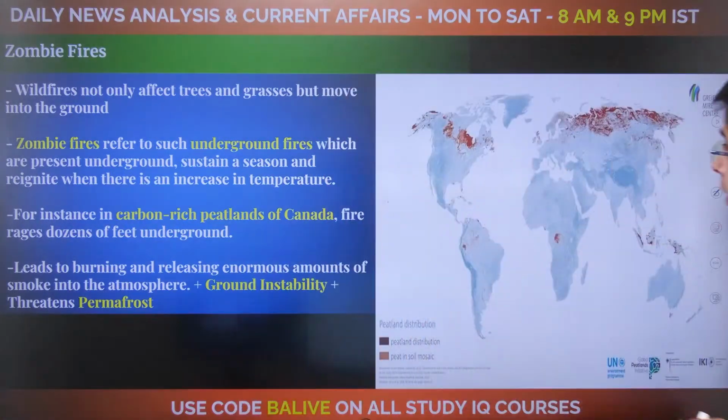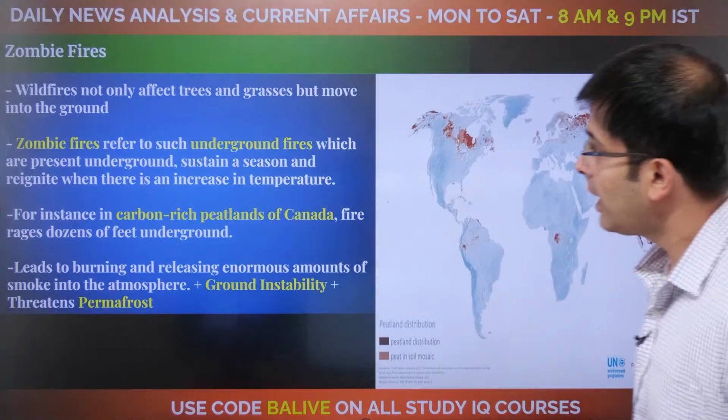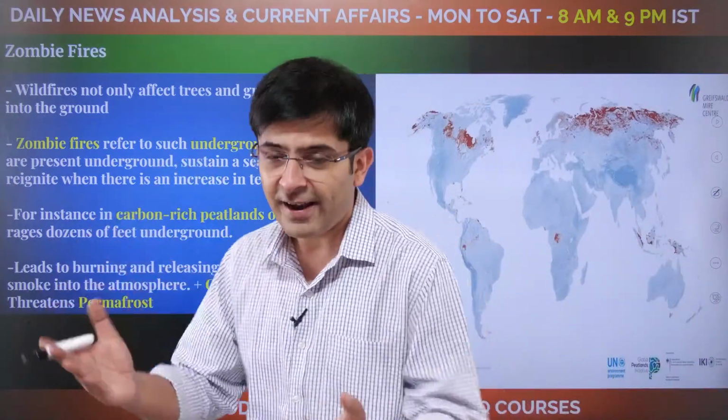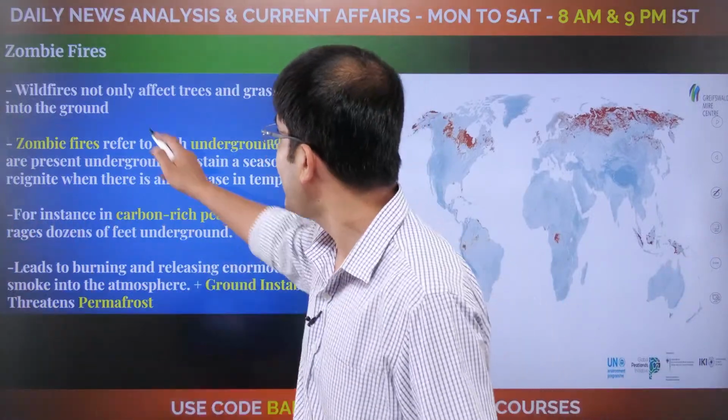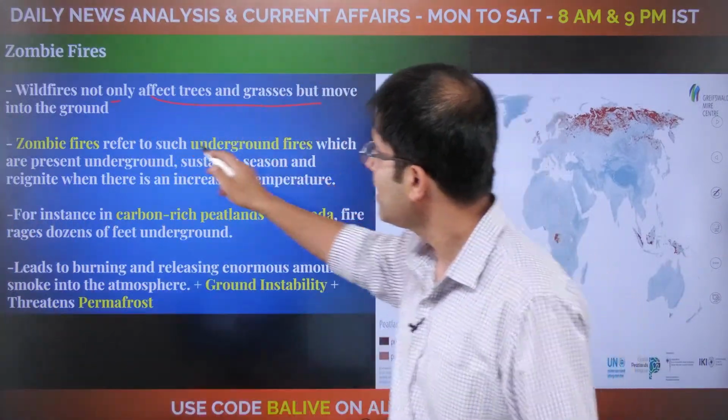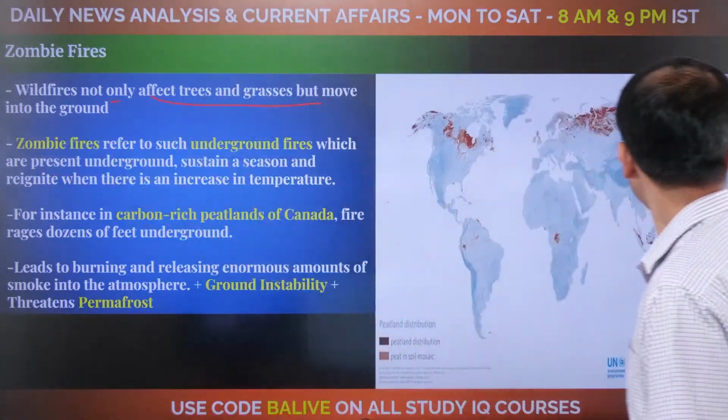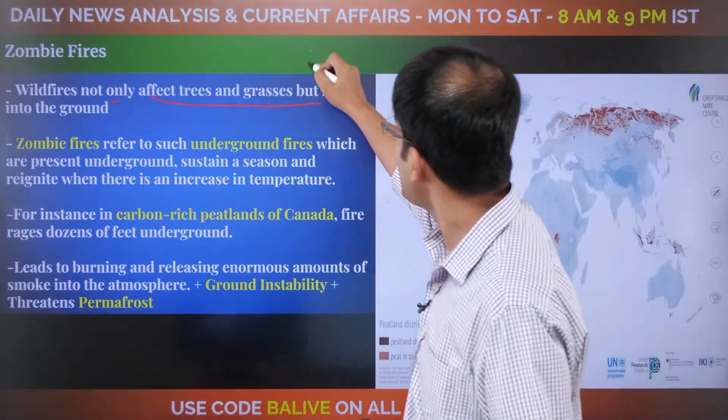Okay. All right. Let's look at zombie fires now. So, zombie fires. Firstly, fire that is happening underground. Normally, you have forest fires that happen overground. In zombie fires, it is happening underground. Wildfires not only affect trees and grasses, but they move into the ground. That is the only part here, that it is an underground fire.